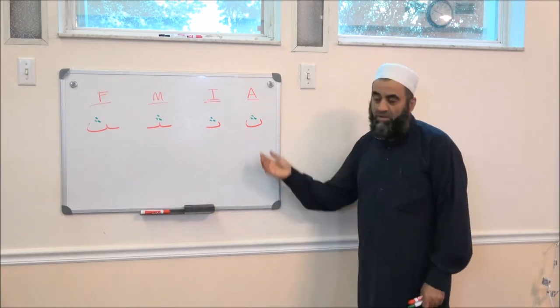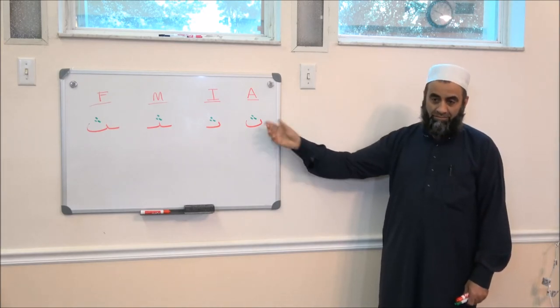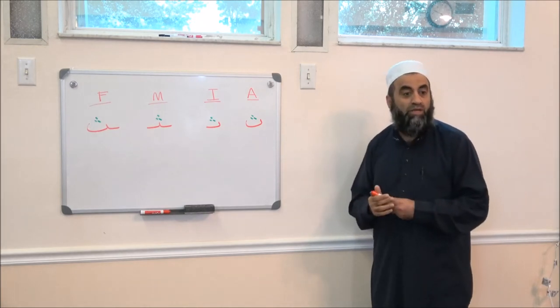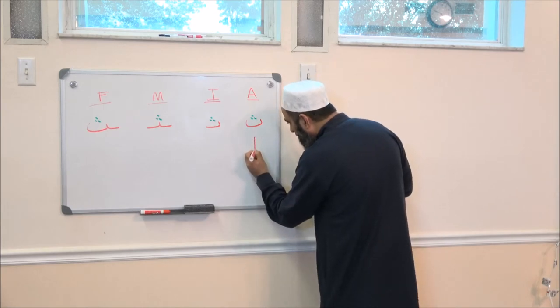Okay, so I'm going to leave the shape. You know that this represents the three twin sisters, right? Ba, ta, tha, depending on the dots. Got it? Now let's review the three long vowels. This one was?